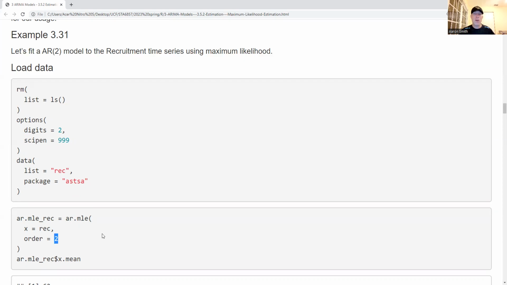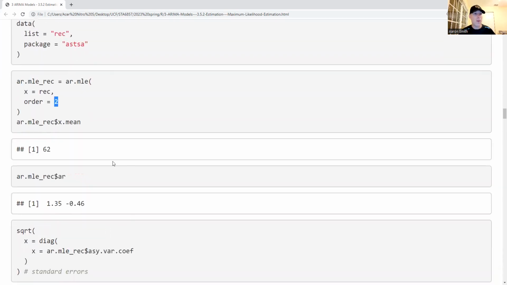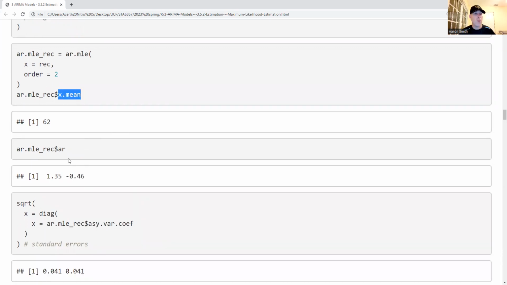We reach the conclusion that order 2 is appropriate for this because we look at the autocorrelation function and the partial autocorrelation function and look at when they cut off or tail off. All right, so here is that X mean that we're getting off of it. Here are the coefficients that we're getting out.